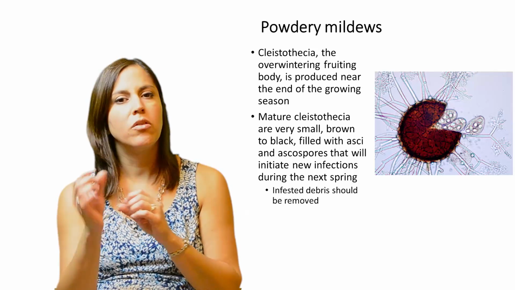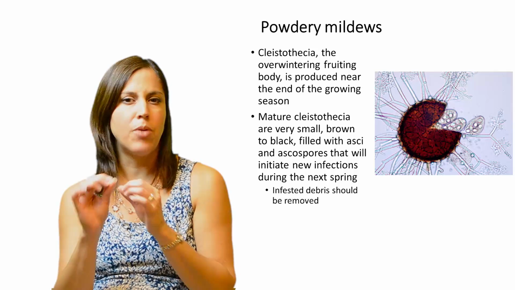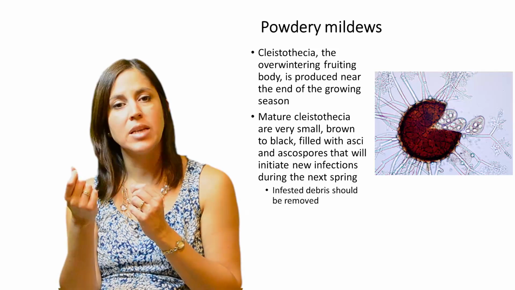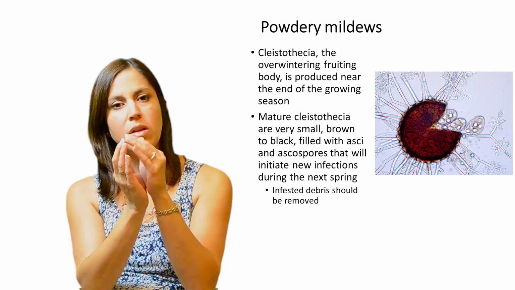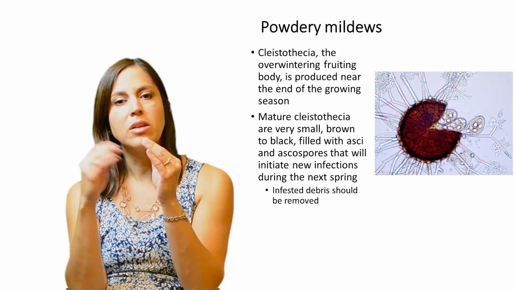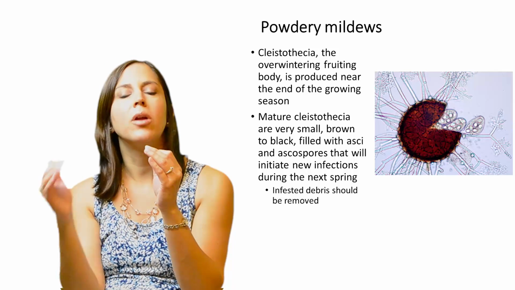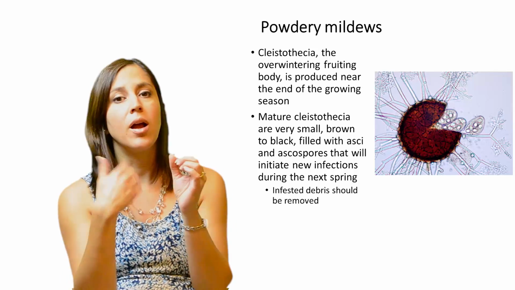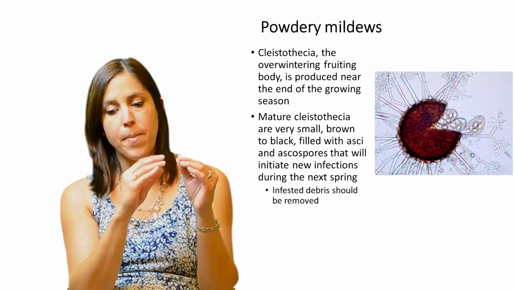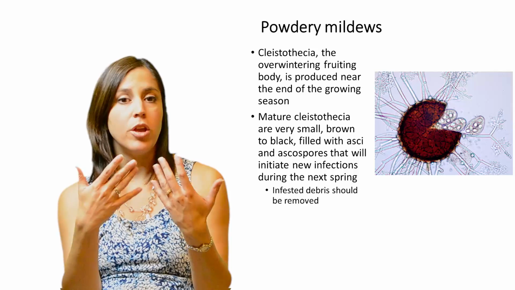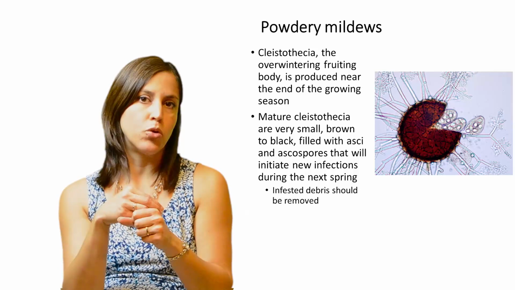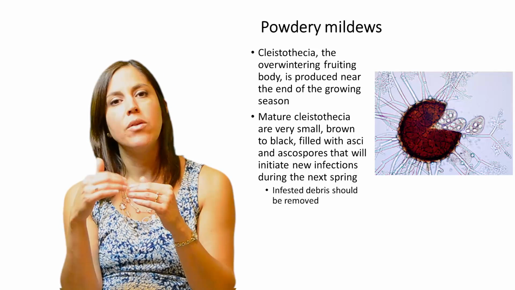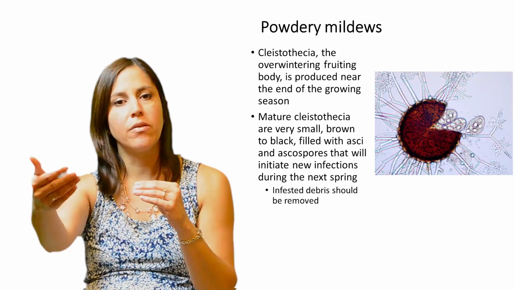The mature cleistothecia are very small, brownish black, and because this is an ascomycete, it produces asci inside the cleistothecia, and inside the asci is where the ascospores are located. The ascospores, as you may remember when we were discussing the biology of fungi, are the sexual spores. And the sexual spores are the ones that initiate the new infections during the next spring, the next season.